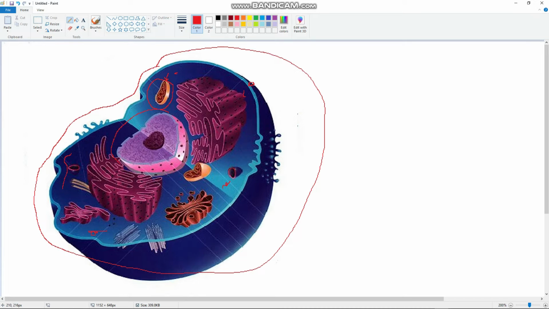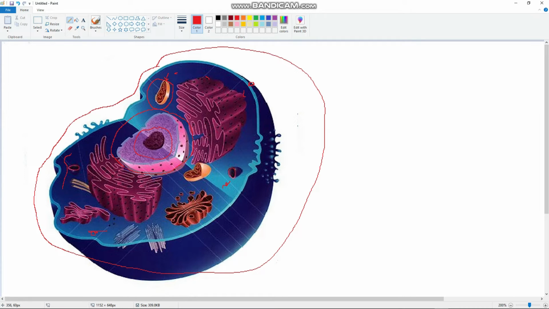Next on our list is the nucleus of the cell. It's the center, and it contains genetic information and materials. The nucleus has like your DNA. Next is the nucleolus, and it's the inside of your cell, the center of the nucleus.